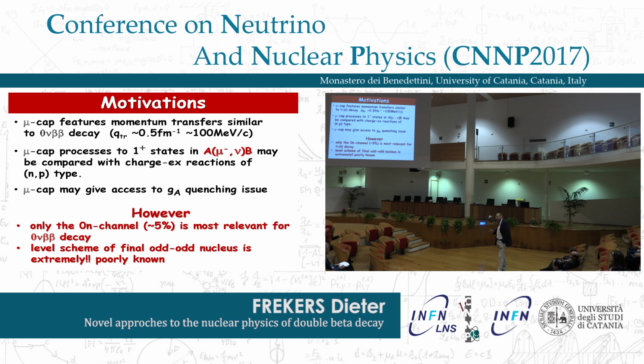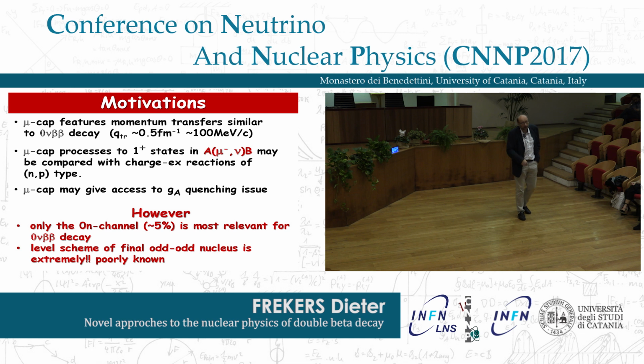Okay, if you do muon capture, you always end up in an odd-odd nucleus. This is really bad, because odd-odd nuclei are not known at all. The level scheme is atrocious. So this is zillions of levels, so you have no chance to pick out a particular transition. However, there are 3 exceptions, fortuitously.